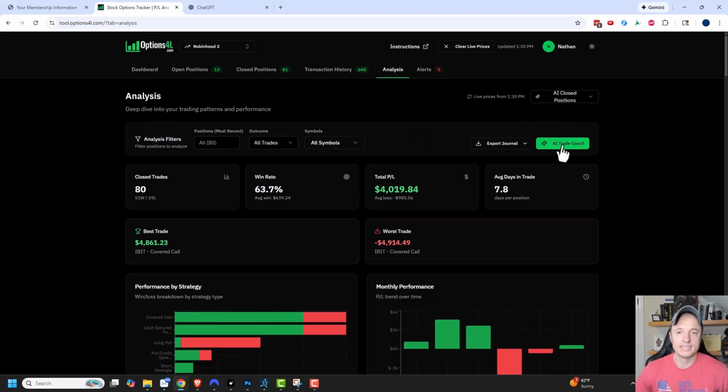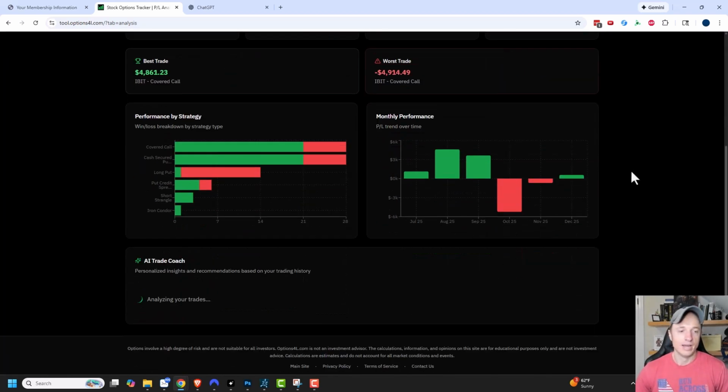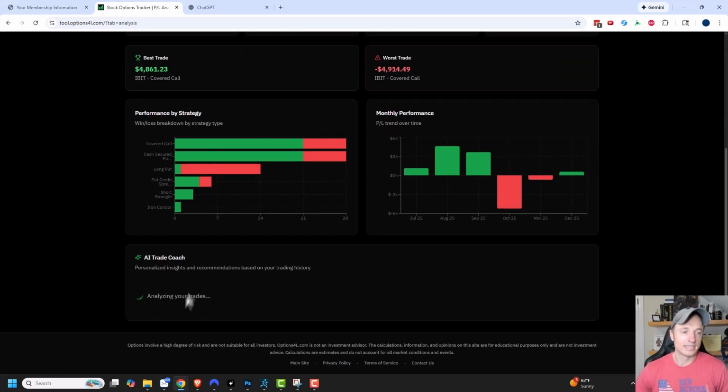And what I want to click on is this AI trade coach. So what this is going to do is it's going to look at all of the closed positions that we have done, and it's going to give us actual feedback on our trades. Like what we're doing right, what we're doing wrong, where it could improve, where we probably shouldn't be trading. Now, of course, all of this is for educational purposes only. AI can definitely make mistakes. And what you do with this information is 100% up to you. But I'm going to go ahead and click this button real quick. And we can see down below, it starts analyzing your trades. So this takes roughly about 2 minutes.